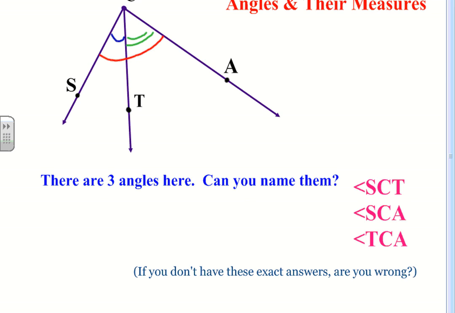Now the reason that you can't say angle C in this case is people would be confused. Do you mean this blue angle here, the green angle, or the red angle? So in this case, because it would be confusing as to which angle they were talking about, you don't want to use just angle C.